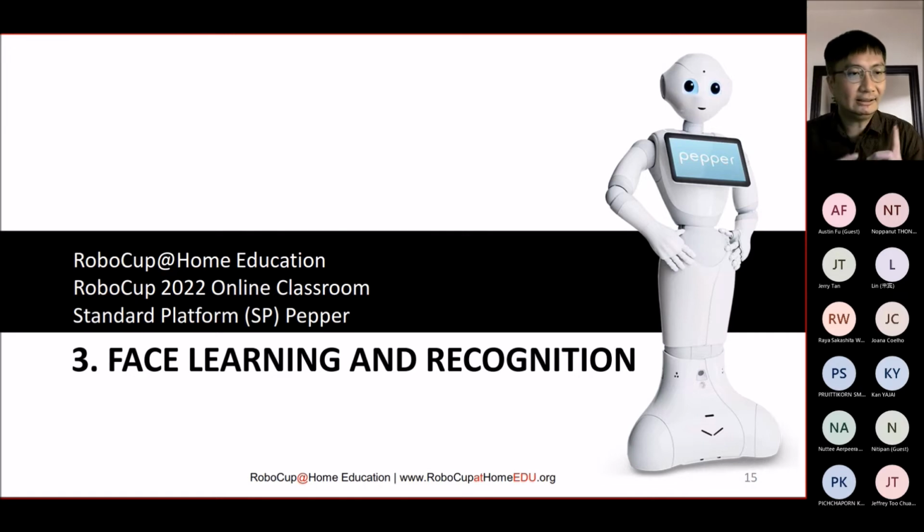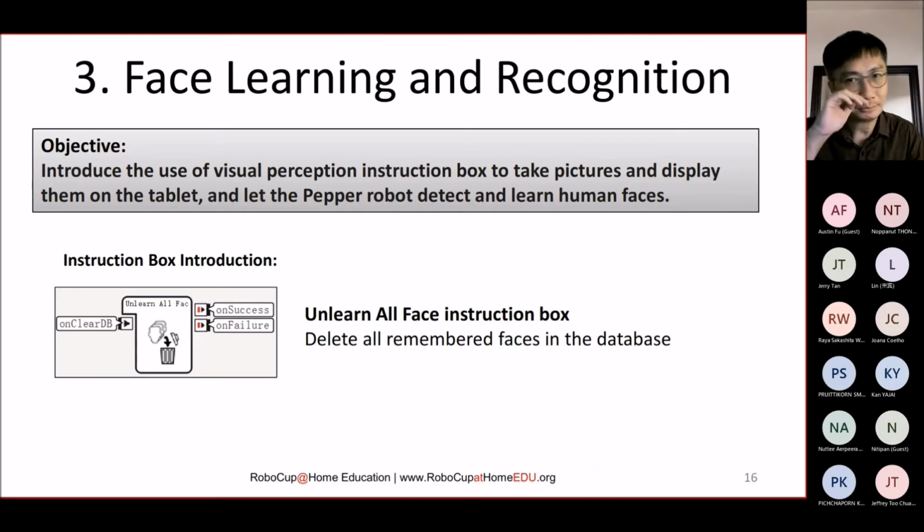But when you want to use face recognition, you need to train Pepper to recognize a certain person first. You need to build the database first. Okay, but don't be afraid, because it won't be very complicated. We have one box to show you how to do the learning and another box to show you how to do the recognition. Okay, let's look at the detail.